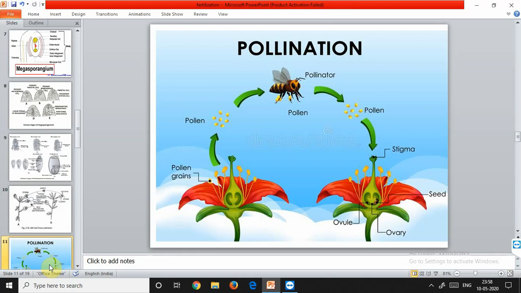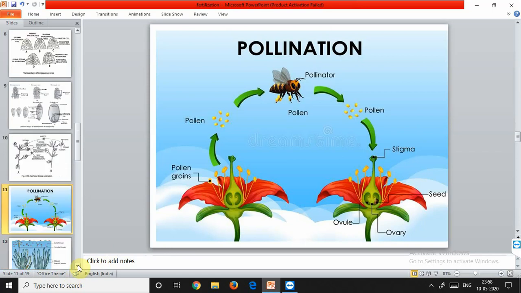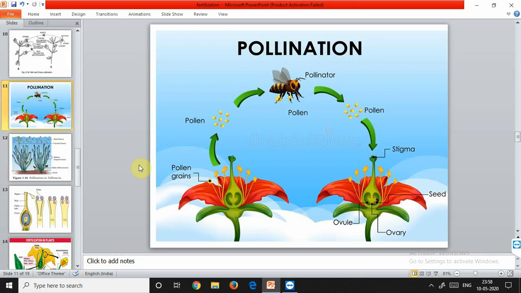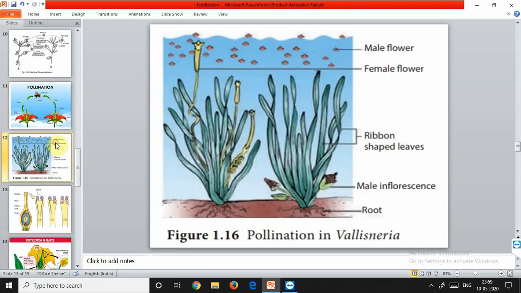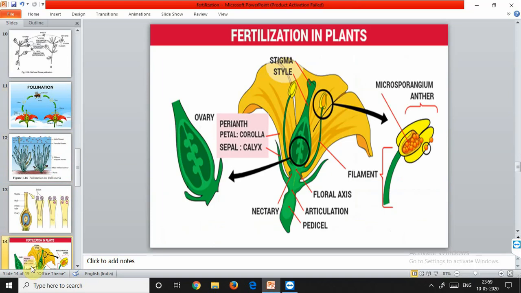Now, this is how pollination, the transfer of pollen to the stigma, occurs. After the pollen has reached the stigma, the process of fertilization occurs. We have both mature female as well as male gametophytes, and the male gametophyte has reached the point where it has to reach, that was the stigma. Now, how does fertilization occur?